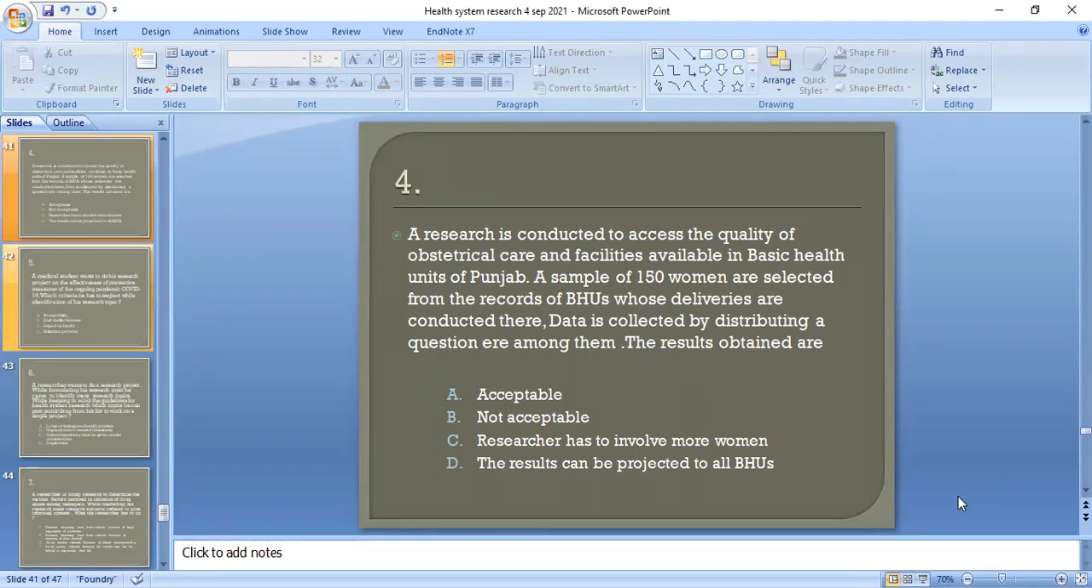The results obtained are not acceptable because the study involves only the community members, that is, the women who had their deliveries in the BHUs. It has not involved the health staff of the BHU and other health staff of the district and at the provincial or the national level. So it is unacceptable.